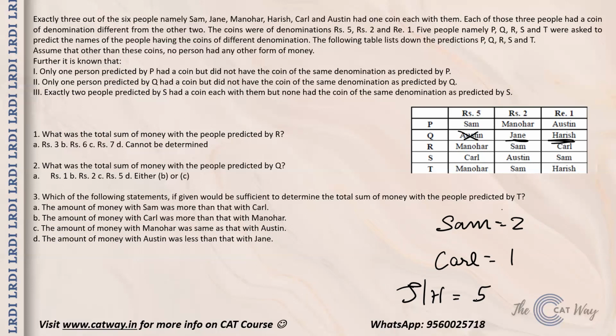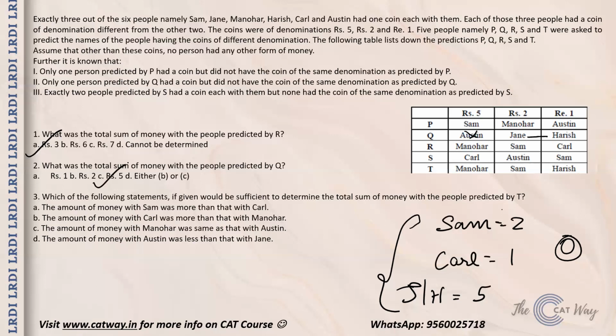What is the total sum of money with the people predicted by R? Apart from these people, everyone has 0 rupees. So Manohar has 0, Sam has 2, and Carl has 1. So the total money with people predicted by R is 3. So option A is the right answer. Now, what is the total sum of money with the people predicted by Q? Austin has 0, and one of Jane and Harish has a 5 rupee coin, the other one has 0. So the total money is 5 rupees. That is, option C is the right answer.